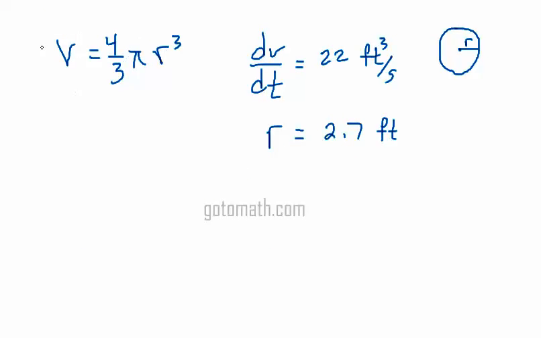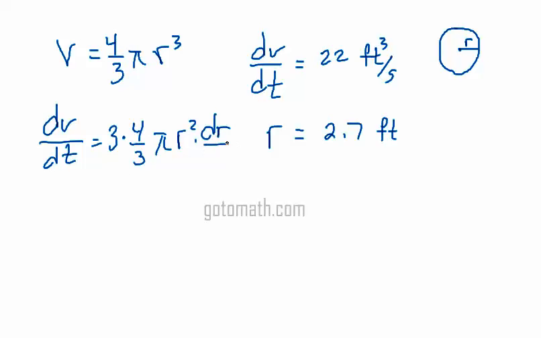Okay, so what we're going to do is take the derivative of this guy with respect to t. The derivative of V is dV over dt, and then bring the 3 out front: 4/3 pi r squared, and then dr over dt. Now they gave us dV over dt, which is 22. We'll write that right there. We can cancel those 3's out, clean this up a little bit.